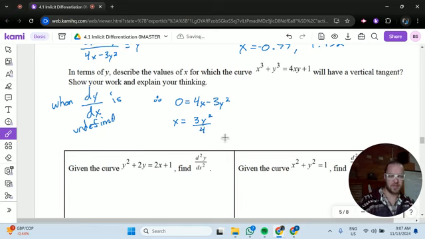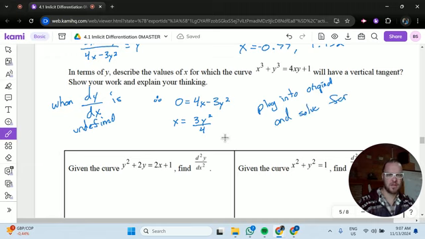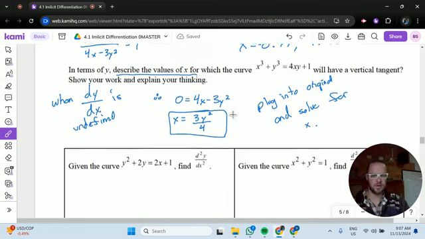And then same as we did before, we're going to plug this into the original and solve for x. Now, we don't actually have to do that because in this case, it says describe them in terms of x, which we've done. But if we wanted to go further, that is what we would do.